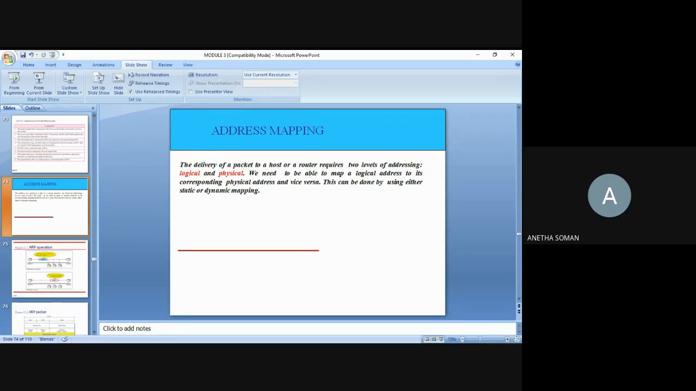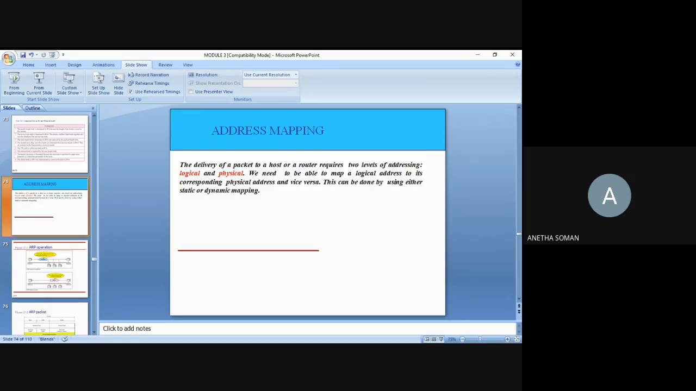Understanding what is ARP? ARP is nothing but the Address Resolution Protocol. How it works is that you get the MAC address of the receiver or the target computer using this protocol.